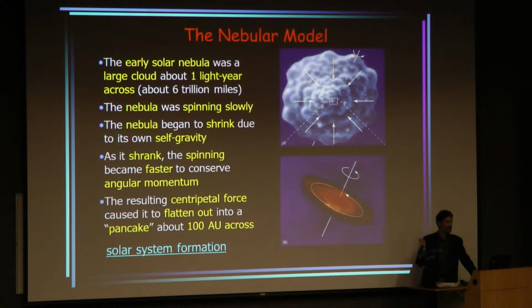right now, it's shrunk by a factor of about 1,000 or so, right? So when it hits 100 astronomical units, it's 1,000 times smaller than it was in the top picture right there. There's been a tremendous amount of shrinkage.